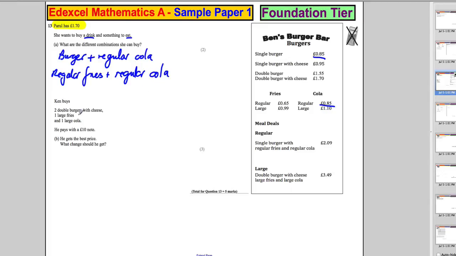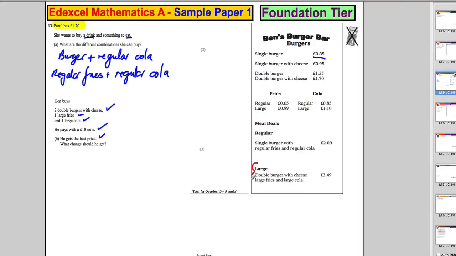Ken buys two double cheeseburgers, burgers with cheese, one large fries, one large cola. He pays with a £10 note. He wants to get the best price. What change should he get? Now, you would assume that the meal deals are better than buying them singly. So he wants two double burgers with cheese, one large fries, and one large cola.